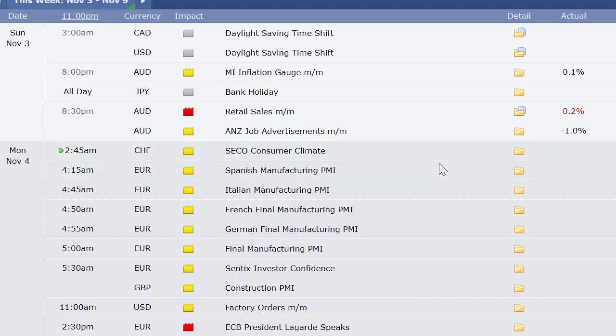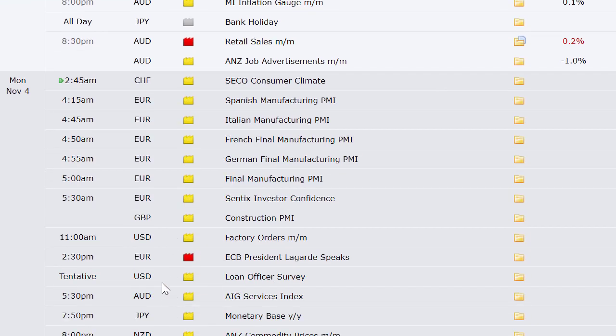On Monday, we've got the SECO consumer climate out of Switzerland. And then we've got the manufacturing PMI numbers out of Spain, Italy, France, Germany, and the broad European sector, and then the UK. All in a row there. That's within like an hour and a half. They all come out separately. Factory orders here in the U.S.